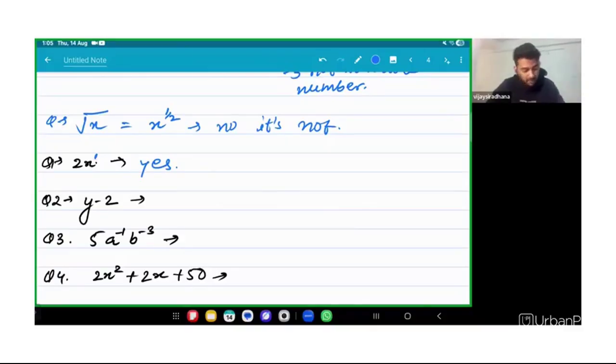The second question is y - 2. So y has the power of 1. Then yes, it is a polynomial. 5a to the power of -1, b to the power of -3. No, it's not. Why not? Because the exponent of a and the exponent of b are -1 and -3, and -3 doesn't come under the whole number criteria. And the fourth one, yes, it is a polynomial. So this is what the questions are.